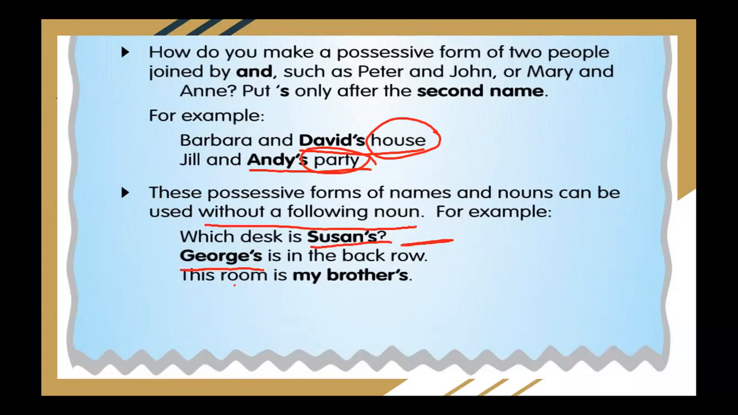This room is my brother's. Here it is not followed by a noun, it doesn't have a following noun, like it had over here: David's house, Andy's party. So here it has a following noun. Yes or no? But here we don't have any following noun. Okay, yes.